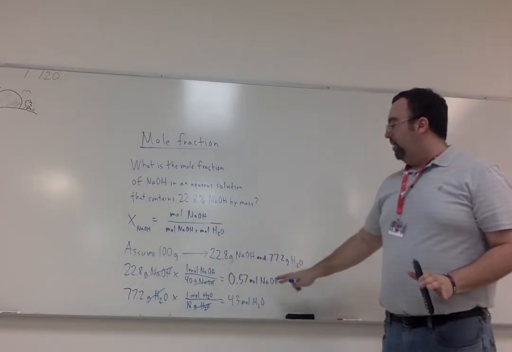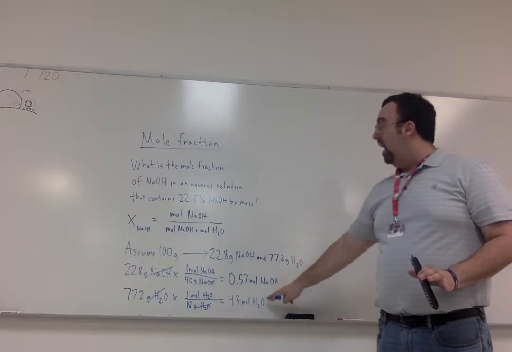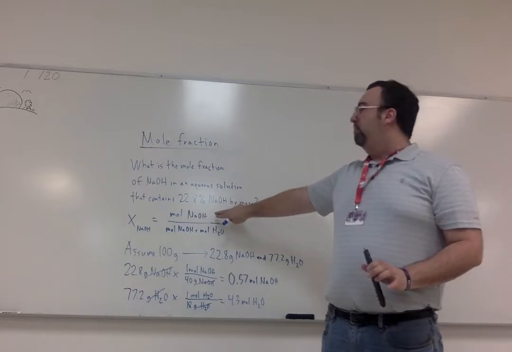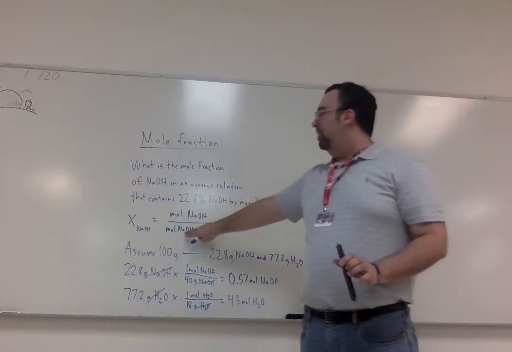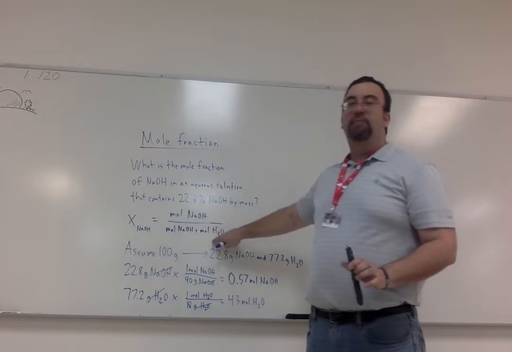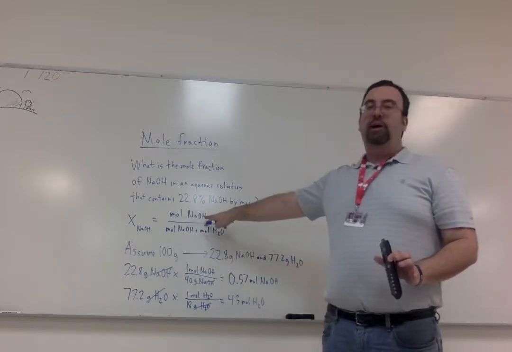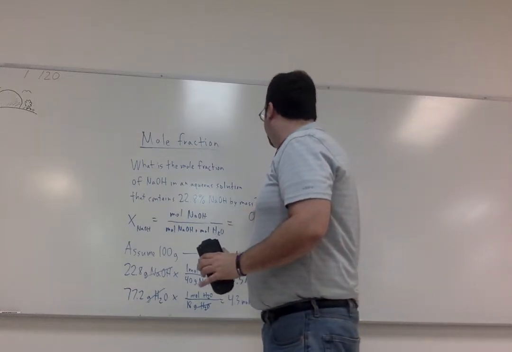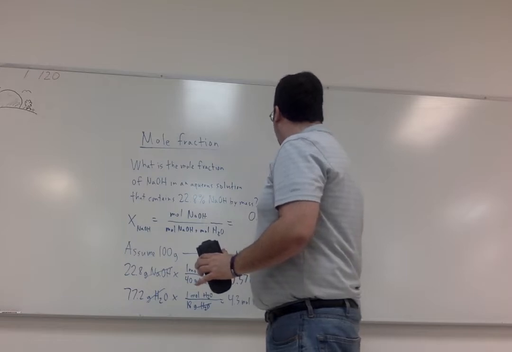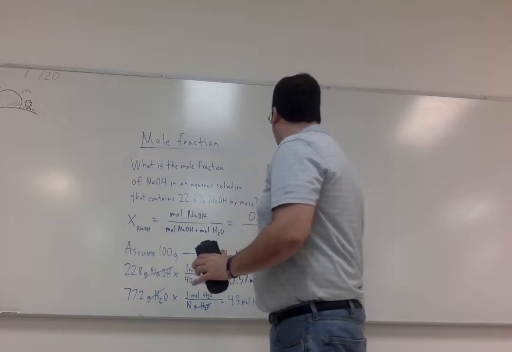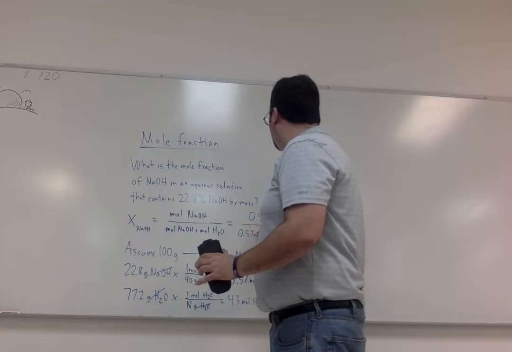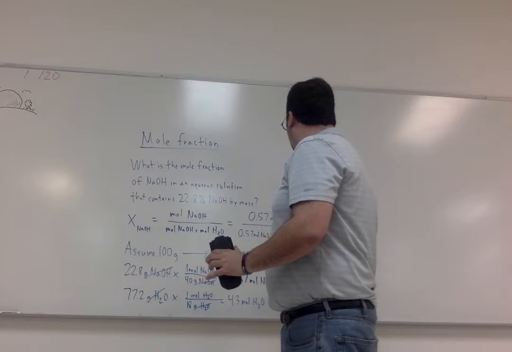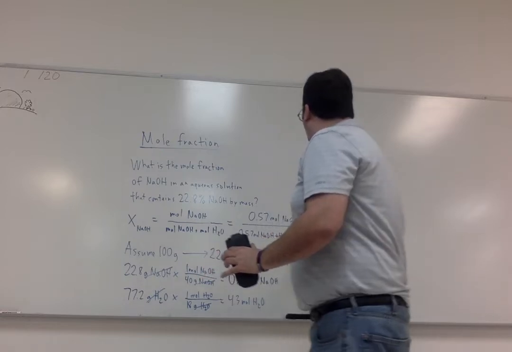All right, we're almost done. Notice now we have both the sodium hydroxide and the water in terms of mole. We look at our equation up here. We have the moles of the sodium hydroxide on top, and then the combination of the moles on the bottom. So we'll basically use these two numbers, plug them into our equation, and therefore solve this question. We'll have 0.57 mole NaOH on the top, 0.57 mole NaOH plus 4.3 mole water on the bottom.